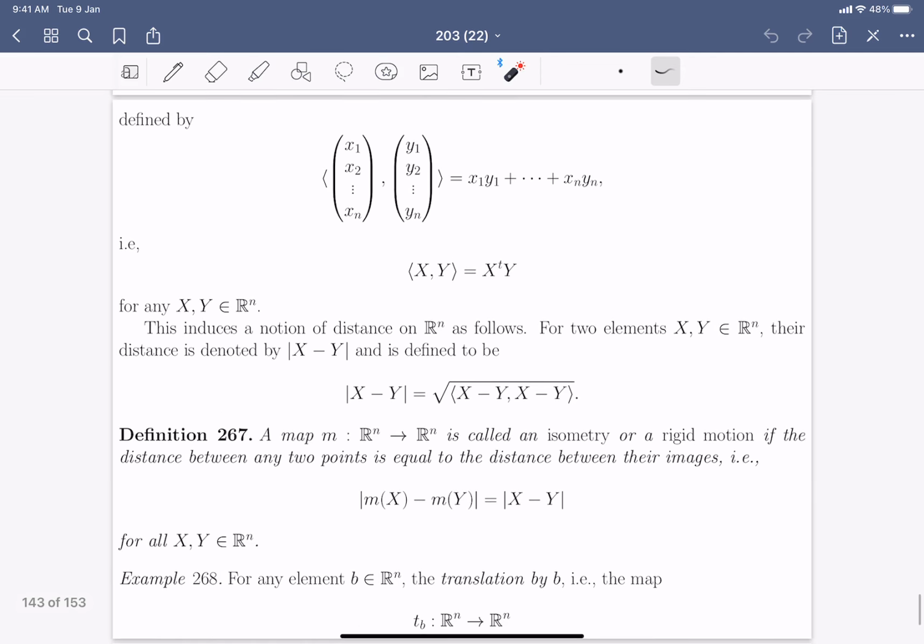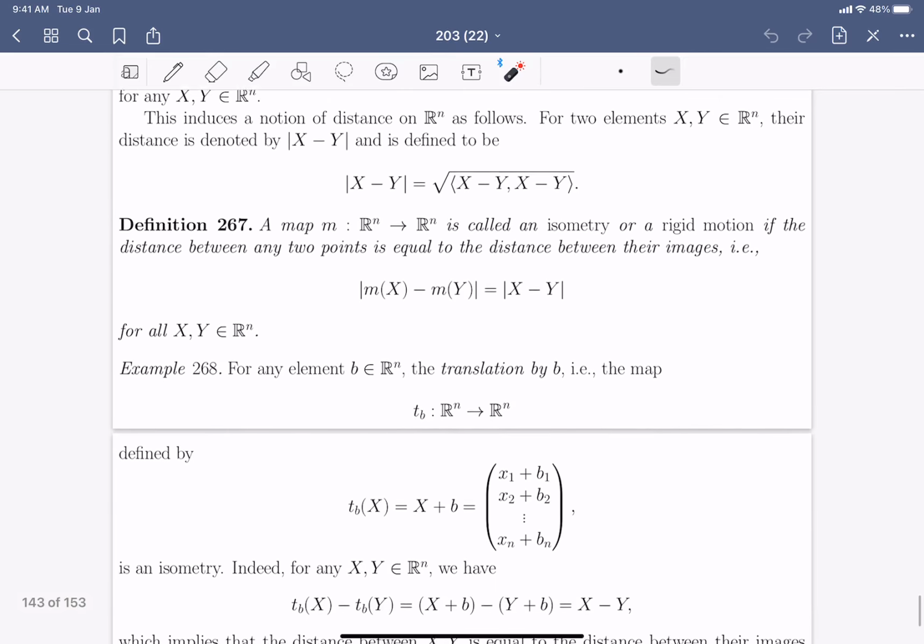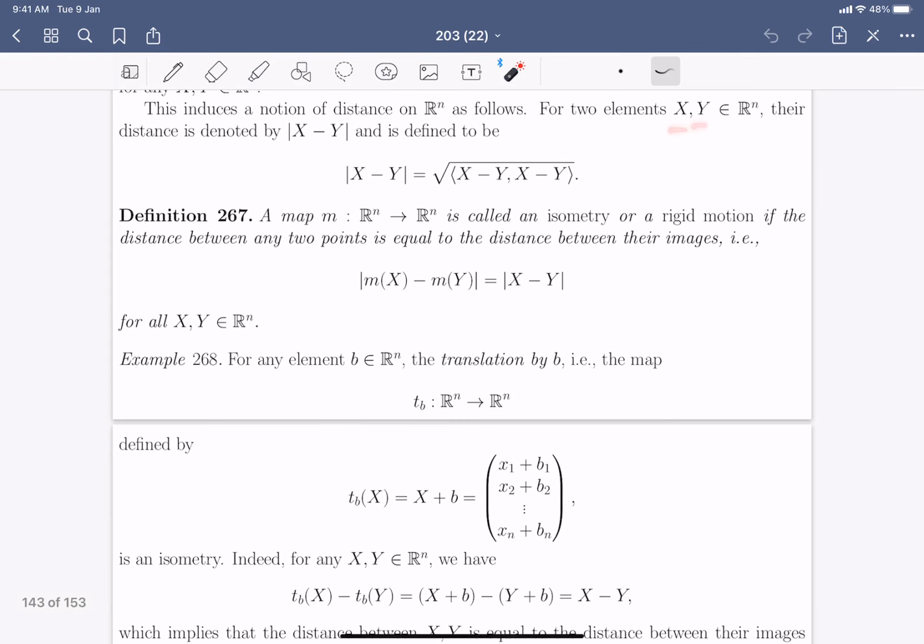Anyway, with all these notations, let me make one remark. Here you can check that this coincides with the usual notion of distance that you are familiar with within R2 and within R3. So if you take two vectors x1 x2 and y1 y2 within R2, then you can check that this is precisely the distance, the way you know the distance between those two points. This coincides with that notion of distance.